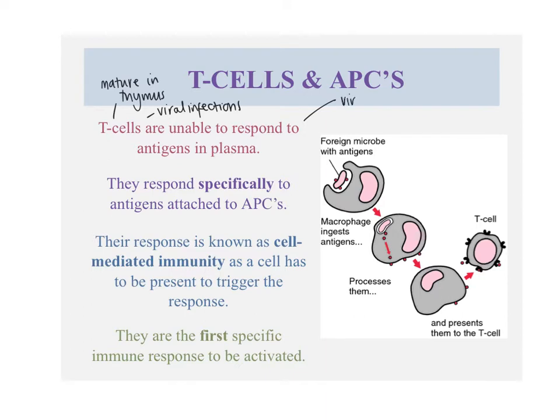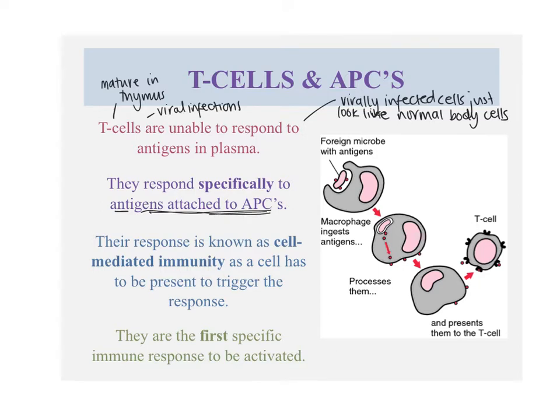So virally infected cells just look like normal body cells. And that's why they're so good at evading destruction, because they just look like normal body cells. Nothing has changed. So instead, what we have to do is make sure our T cells can bind to antigens on the antigen presenting cell.